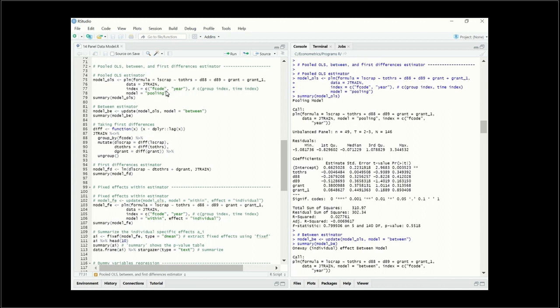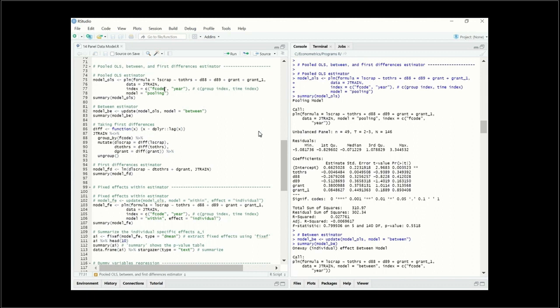So here we have model equals pooling, and here's how we're going to be summarizing this model, OLS. These are the coefficients here. None of them are significantly different from 0. So if we were to interpret a coefficient here, we would say that for 1 additional hour of total training, across the firms and over time, we do not see a significant decrease in the log of scrap rate, because this coefficient is not significantly different from 0.